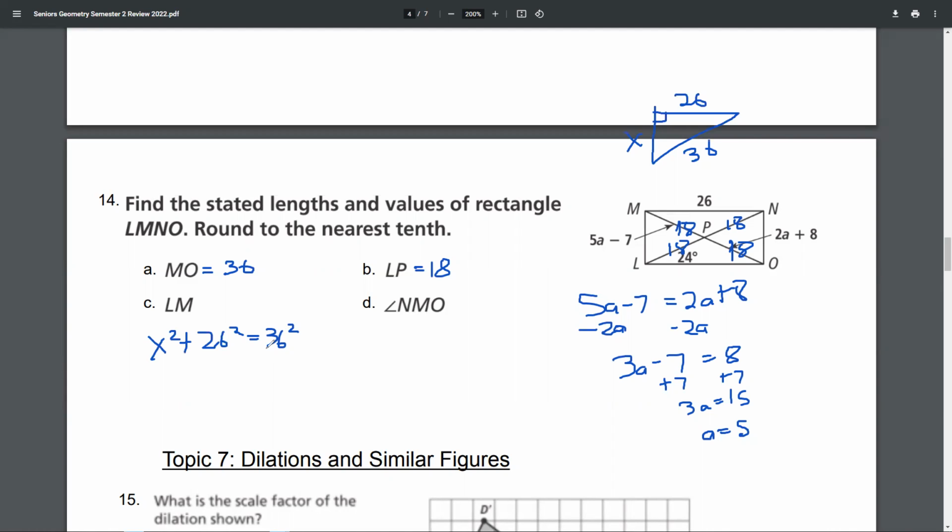So we got to put that in the calculator. We got to do 36 squared minus 26 squared. So 26 squared is 676, and then 36 squared is 1,296. Subtract 676 from both sides. Gives me 620. And then I can take the square root of both sides. So x is going to equal the square root of 620.